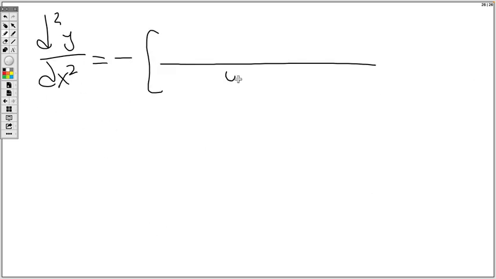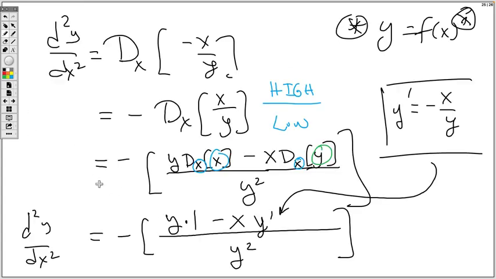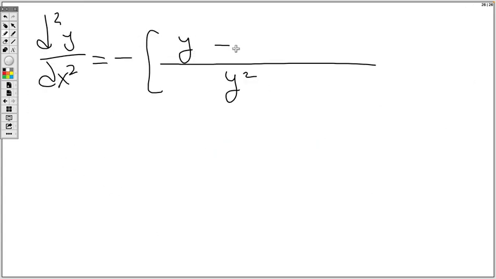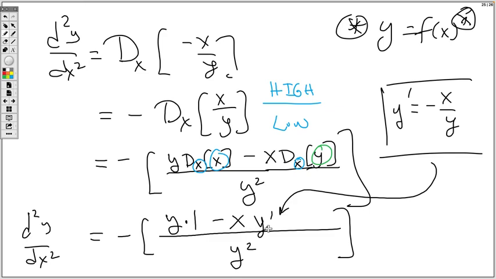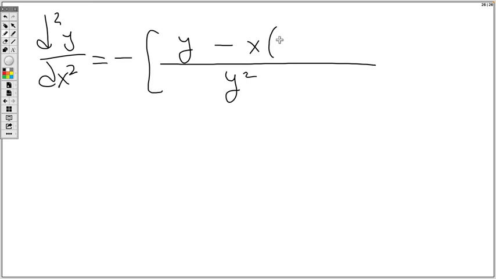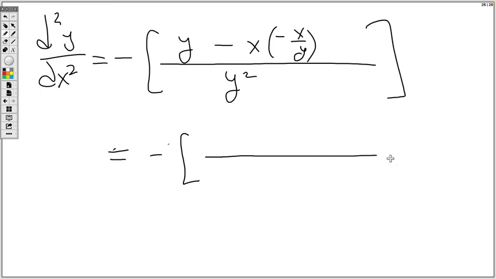I got that y squared down there. I got y times 1, which is y, minus x times y prime, but y prime is minus x over y. Everybody good up to there? Now I want to simplify this. So I got my minus. I got a y. Here I've got a minus.